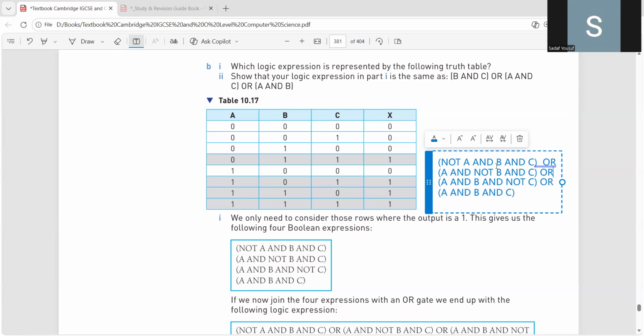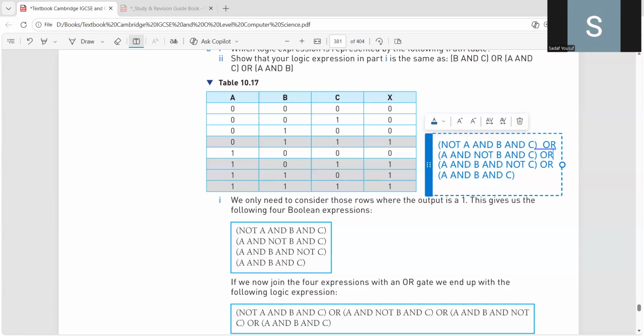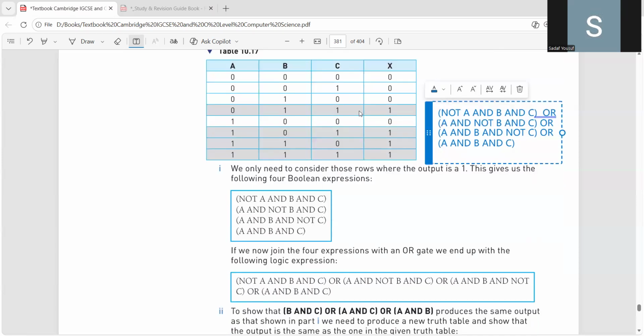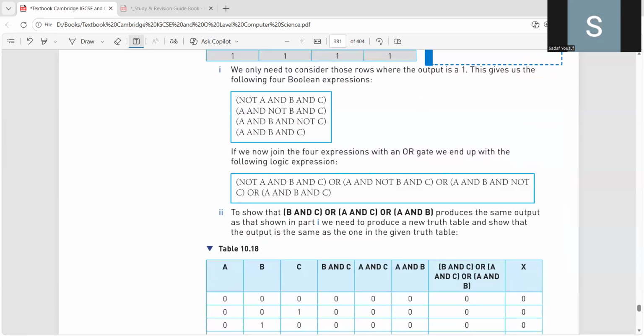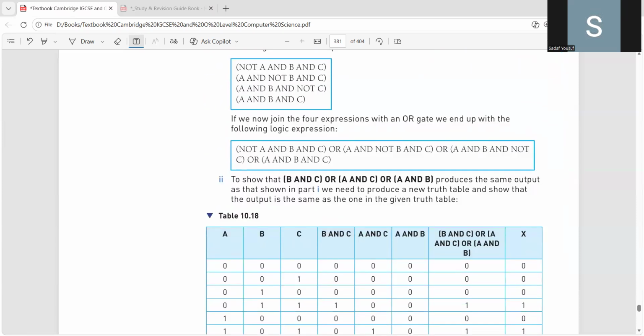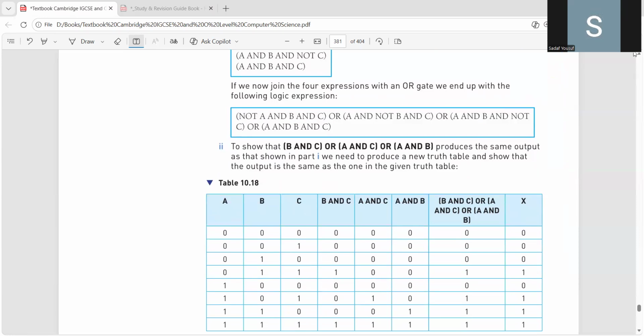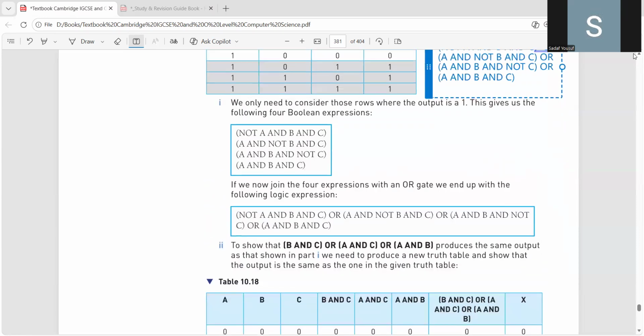Are you clear about this? Not A and B and C, or A and not B and C, or A and B and not C, or A and B and C. Children, are we clear about this? So another question can come in the paper that you are asked to make a logic expression from the given truth table also, and you can just do it, and once you have drawn it, you can make a circuit also. Not a difficult thing to make a circuit. Once you have made this, making a circuit will not be a difficult task at all. So any questions?